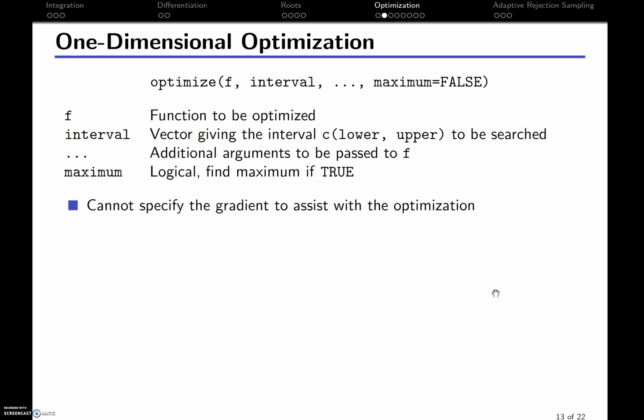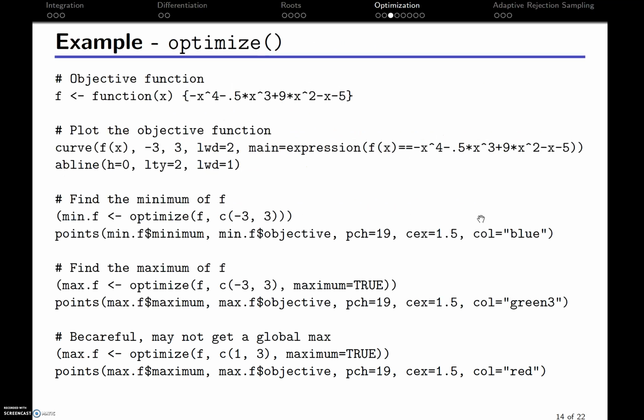Okay, so one-dimensional optimization, I'm just going to go over the basic idea. You enter your function that needs optimizing, your upper and lower bounds, that interval, and then if you want to find the maximum, you can set that as true. This is the one case where you can just default to false, which is a minimization setup, and make that true, and you've got a maximization algorithm there. You cannot specify the gradient to assist with your optimization, which is the really big downside. Let's look at some applications, though.